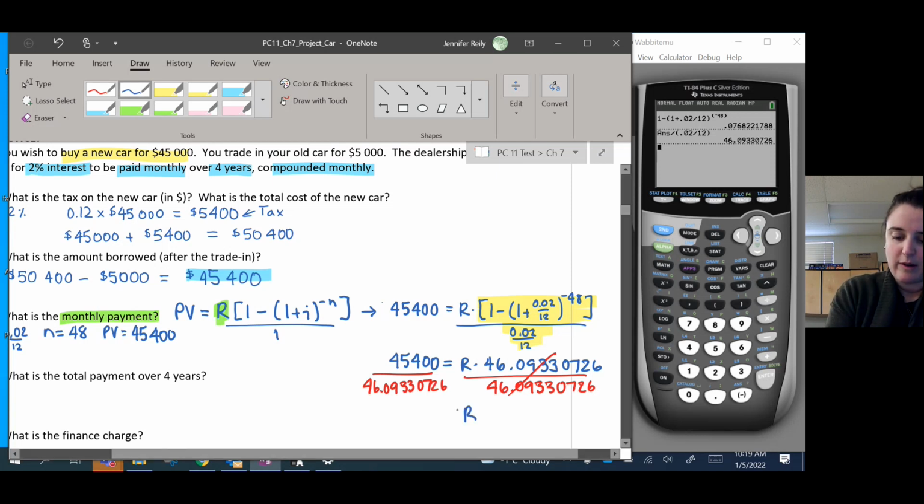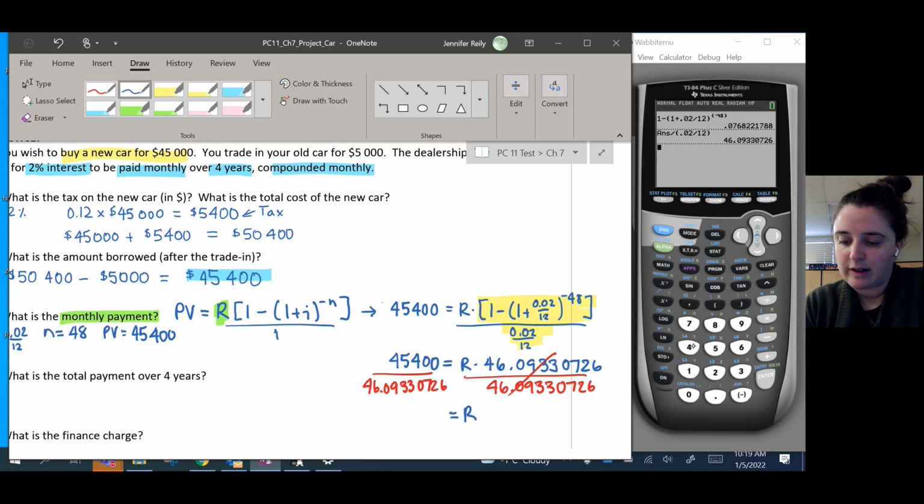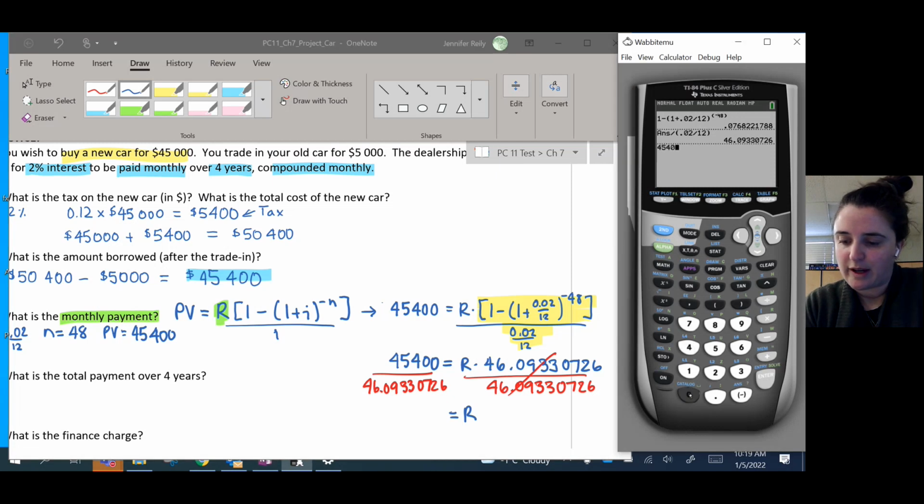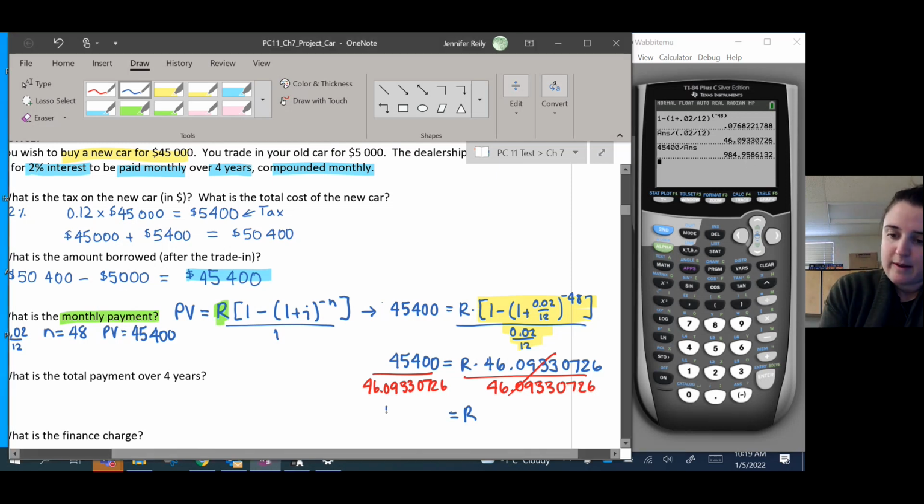So we get R equals, and so in my calculator, it looks like this. And I don't have to retype everything. I'm just going to utilize that answer button. 45,400 divided by that answer, $984.96. We round to 2 decimal places because it's money.